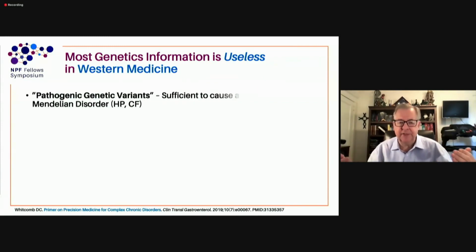So in Western medicine, we're used to looking at pathogenic genetic variants. And these are really bad mutations that are sufficient to cause a Mendelian disorder, such as hereditary pancreatitis that we talked about previously, and cystic fibrosis that we'll talk about in a moment.